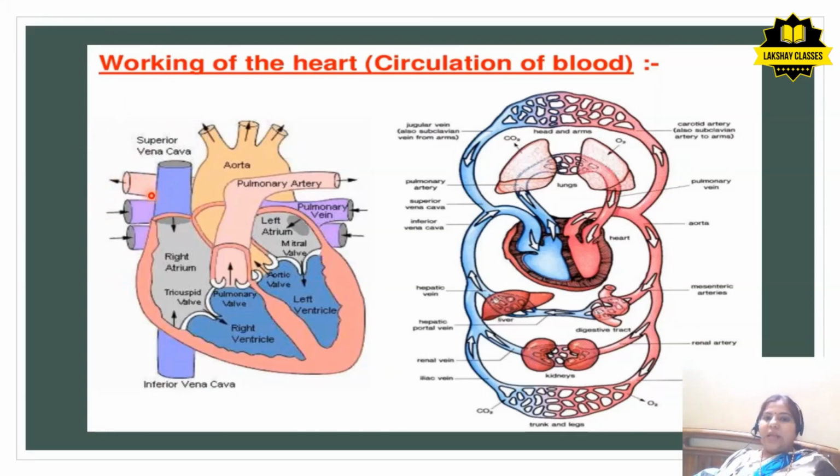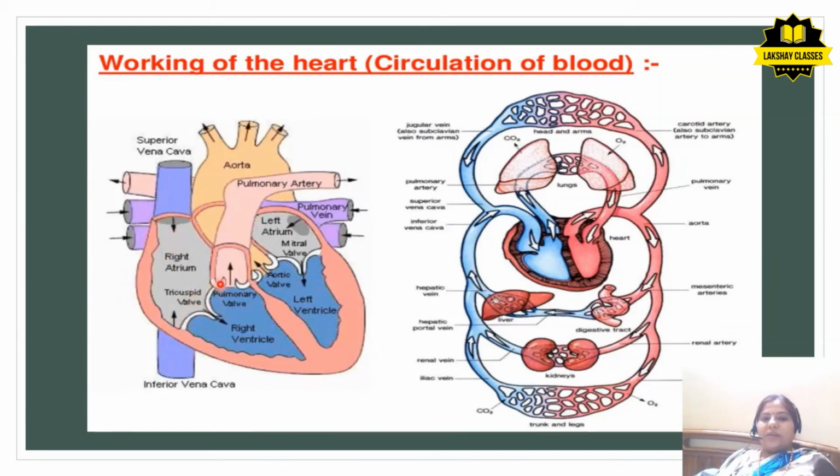All the veins pour their blood into this vena cava. So this outermost covering is called the septum. And the pericardium is this black color layer which you can see. Fine, these are the walls.